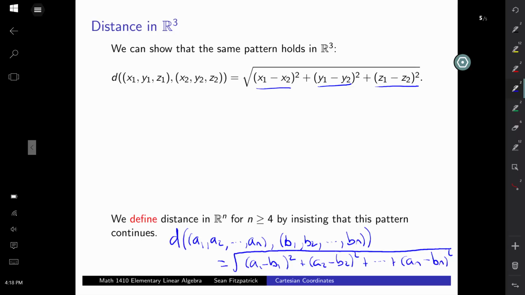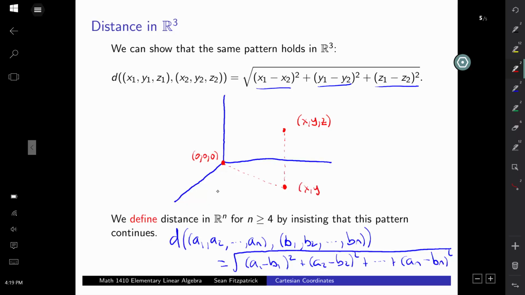How do you see that the pattern should continue into 3 dimensions? It's a little bit tricky, but let me sketch things out in the case that we're just dealing with distance from the origin. So from 0, 0, 0 to a point x, y, z, because that's a little bit easier to draw. So the idea is we do the same kind of trick we did previously to kind of locate our point.